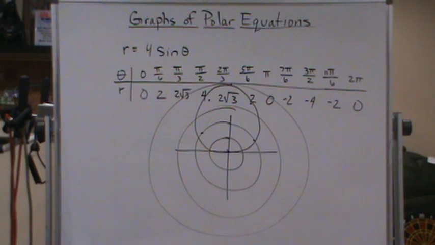If we look at the rectangular plane, it represents a circle with a radius of 2, and the center of the circle is at (0, 2).